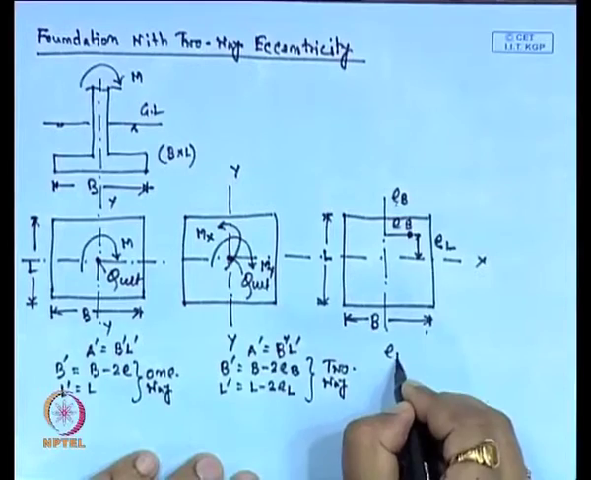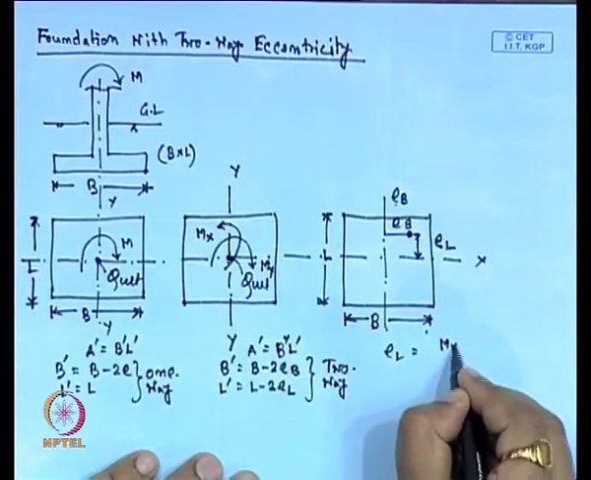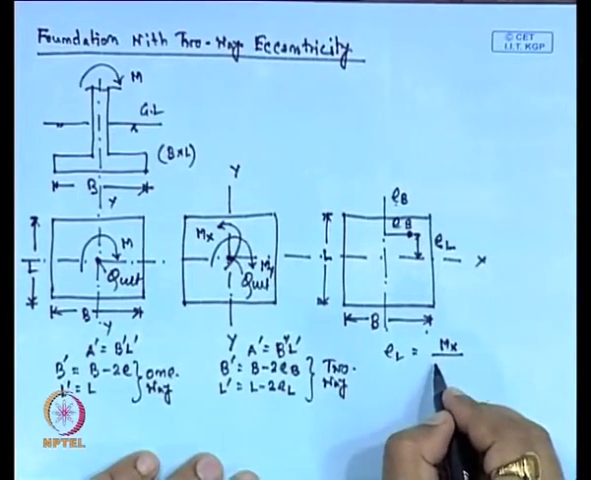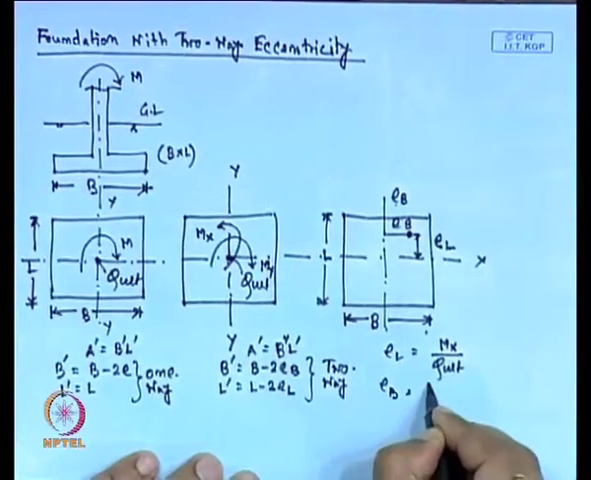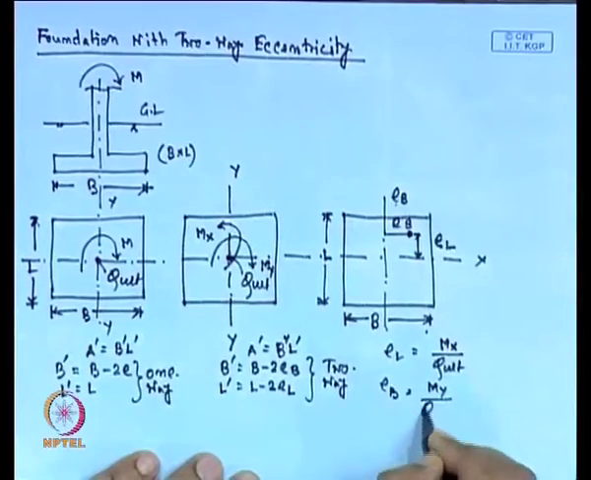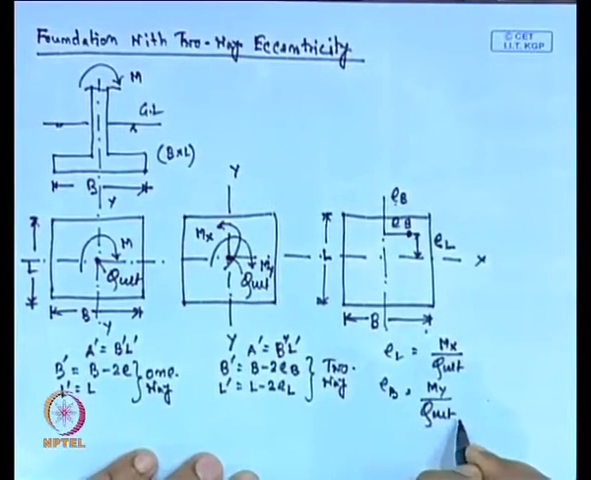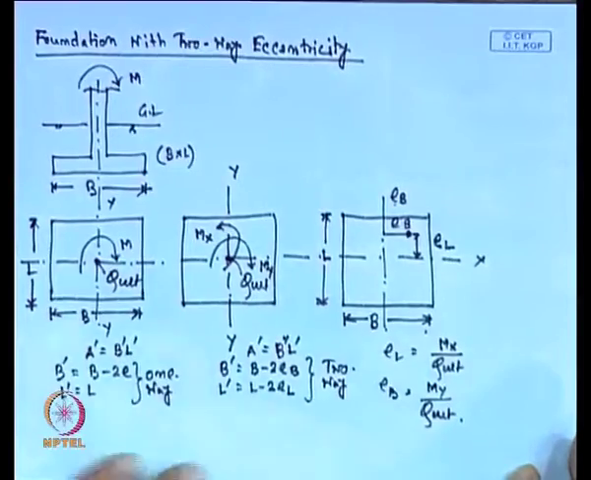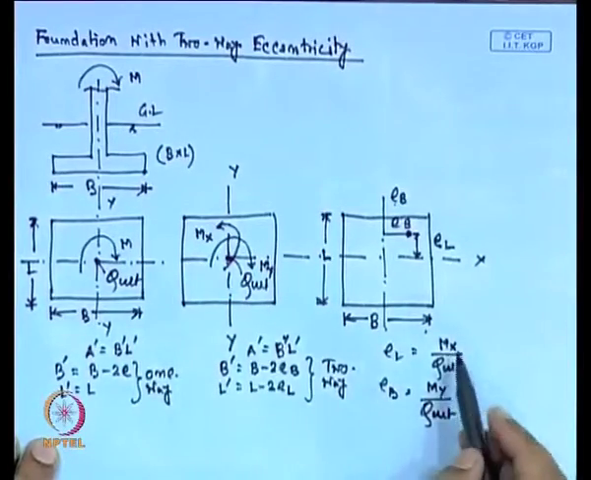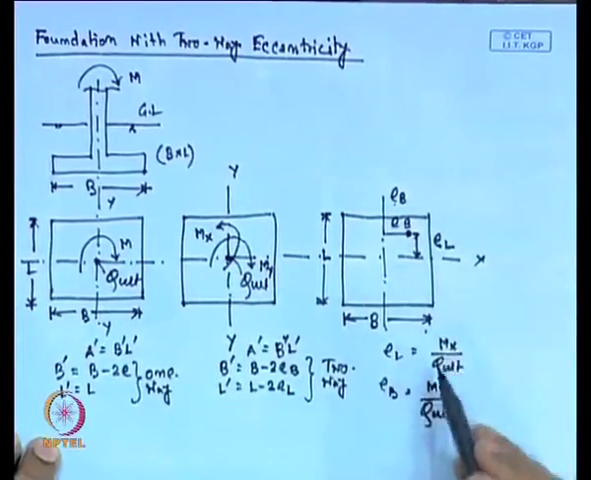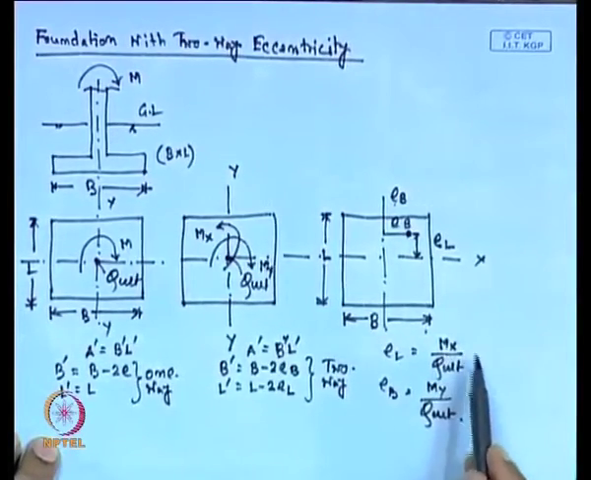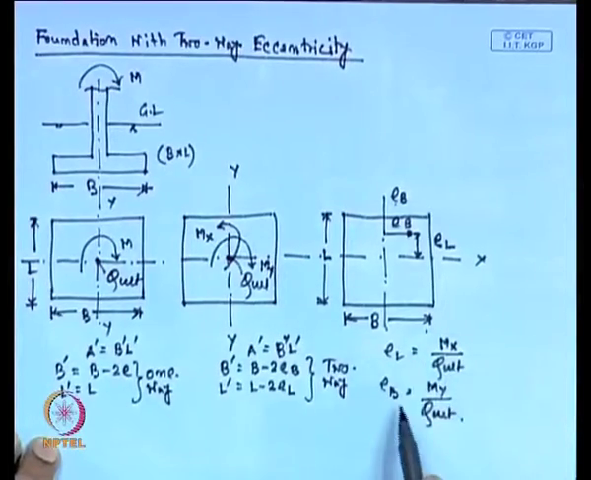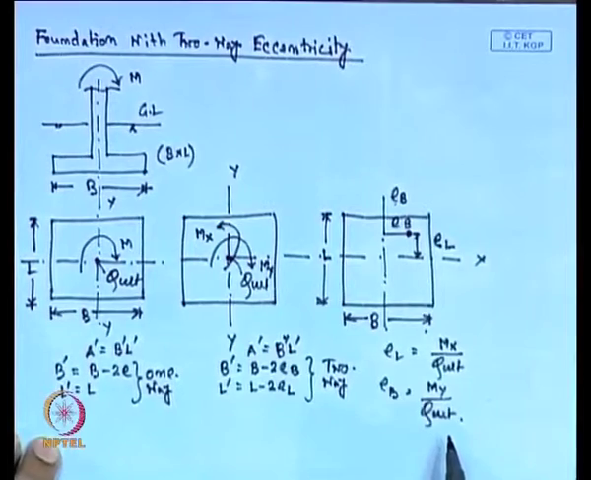Again, how to calculate this e L and e B? So, e L we can calculate as M x divided by Q ultimate, and e B will be M y divided by Q ultimate. So, in two way eccentricity, when we calculate e L, we use the moment with respect to the x axis, that is M x divided by Q ultimate, and e B, that is M y divided by Q ultimate.